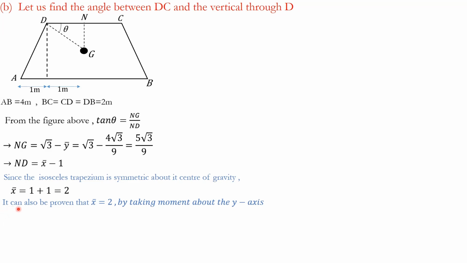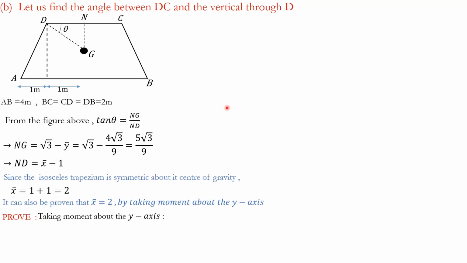Okay, that's it. It can also be proven that x bar equals 2 by taking moment about the y-axis from the table we constructed in the A part of the equation. So let us do that and see whether we are going to obtain the same 2 which we had by considering the fact that the isosceles trapezium was symmetric about its center of gravity.